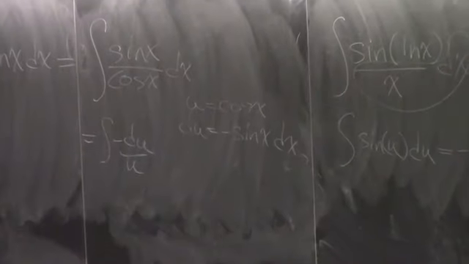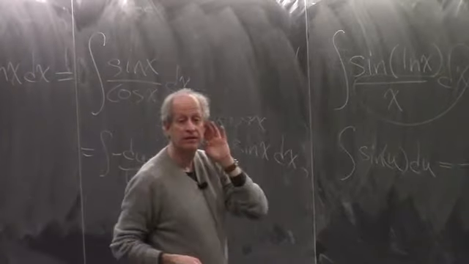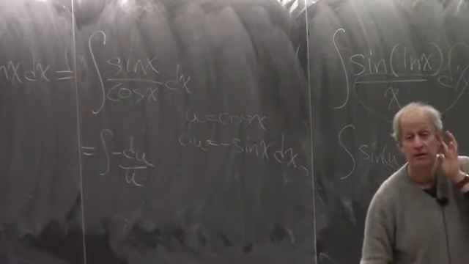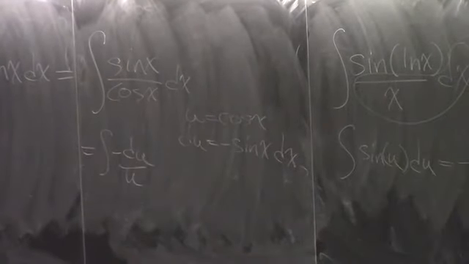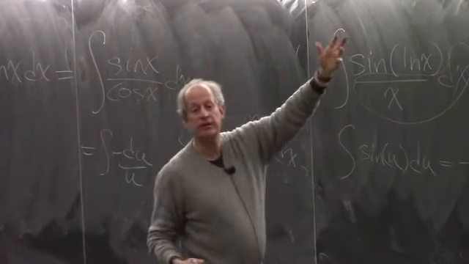And that is log. Yes? Is that like a general rule, when you have a fraction, that you're always going to find the u in the denominator? That's a very good rule. So yes, if you have a function over a function, u will be in the denominator. It can't be in the numerator.